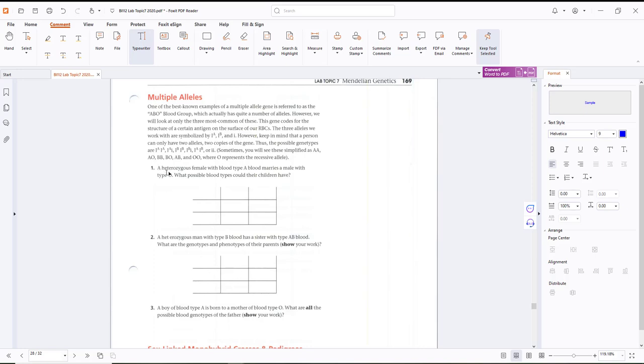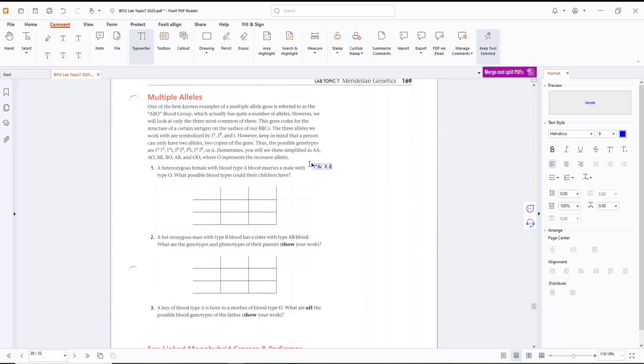So a heterozygous female with blood type A. If she's blood type A, that's her genotype. So she's big I, and I'm going to do a caret for the superscript A, and then she's little i for her second allele. She marries a male with type O. His genotype is little i, little i. What possible blood types could their children have?